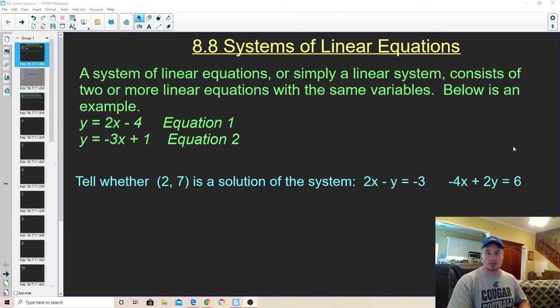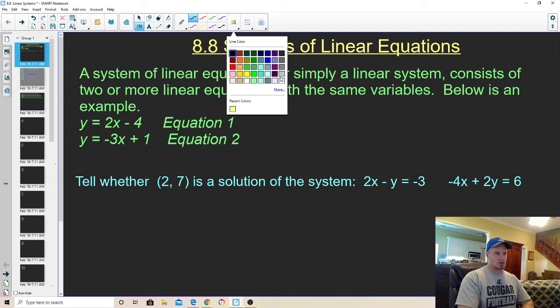Welcome to Systems of Linear Equations. This is 8.8 in your book. What we want to do today is learn what a system is. We want to look at solutions to systems, and we want to graph to find the solution or solutions of systems. Okay, so the first thing we're going to do is tell you what a system is.